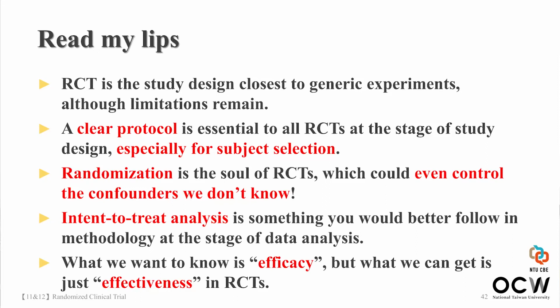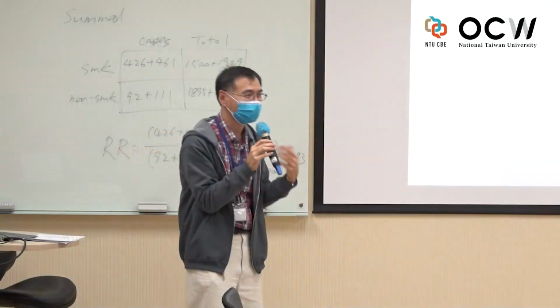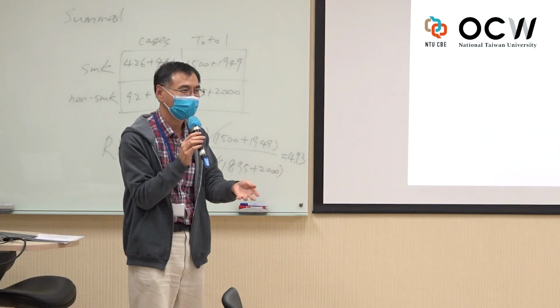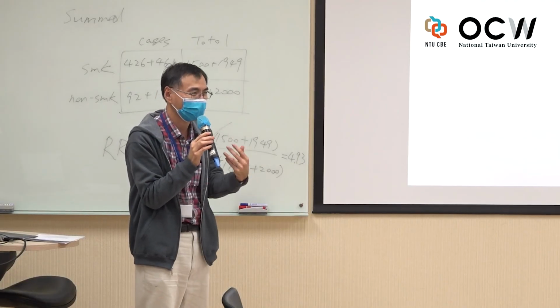Read my lips. First one, RCT study design is closest to a genetic experiment, right? Because in most of the other study designs or observational study designs, what we can do is just stay aside to see what's going on, right? So people just choose to expose or not, right? So the only thing we can do is that.